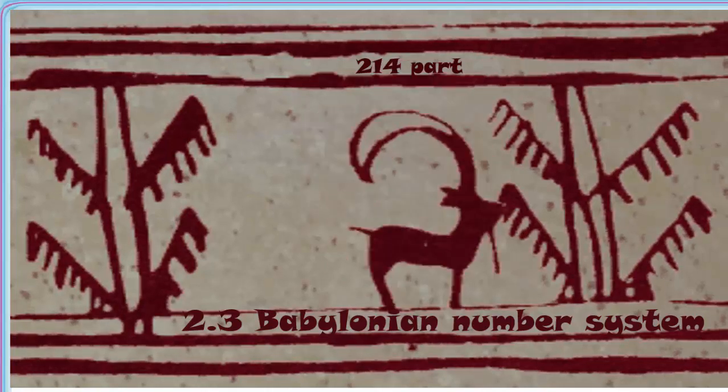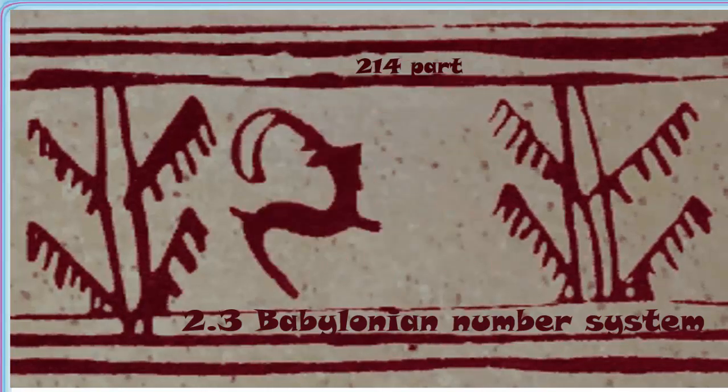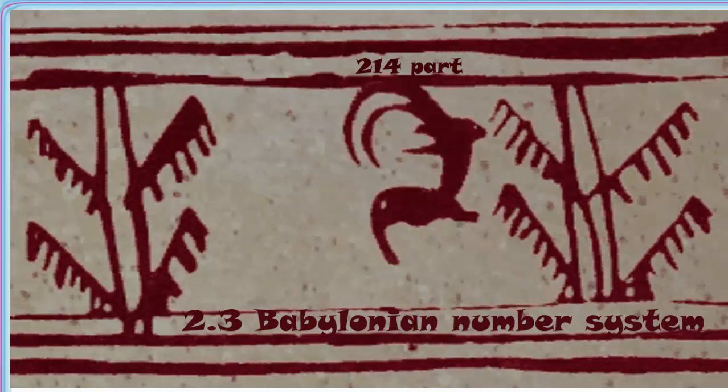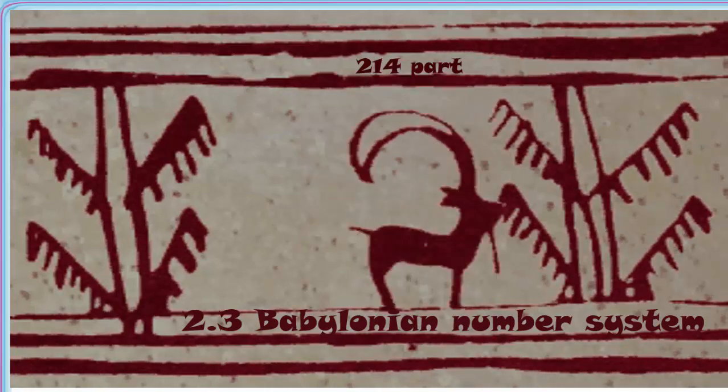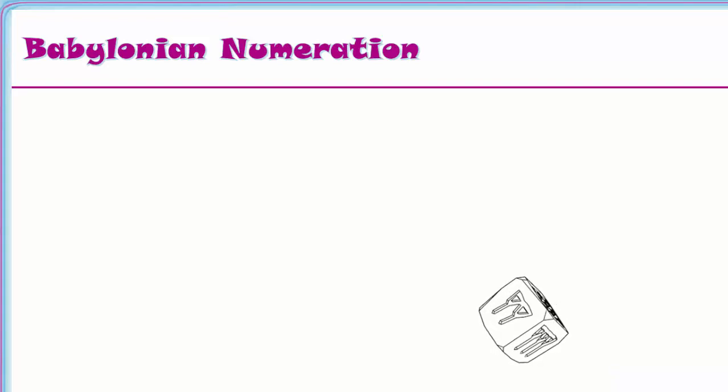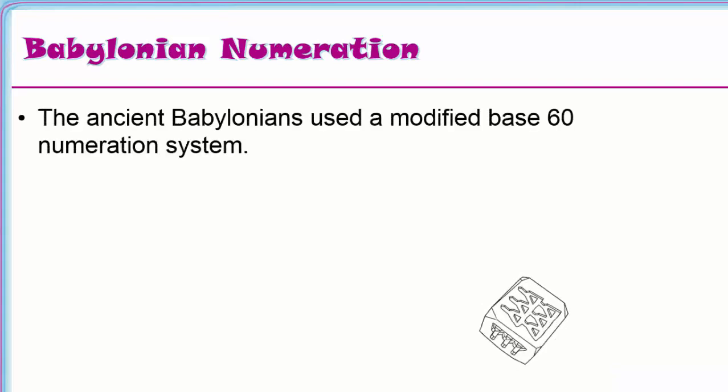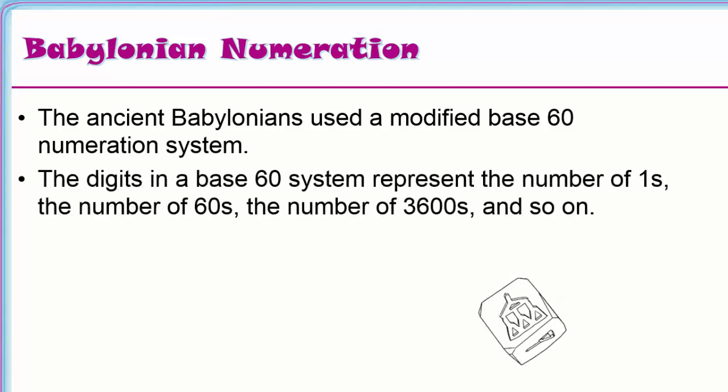Hello, welcome to chapter 2.3. In this chapter we're going to learn about the Babylonian number system. Babylonian numeration. The ancient Babylonians used a modified base 60 numeration system.